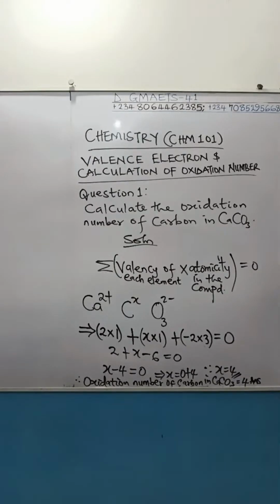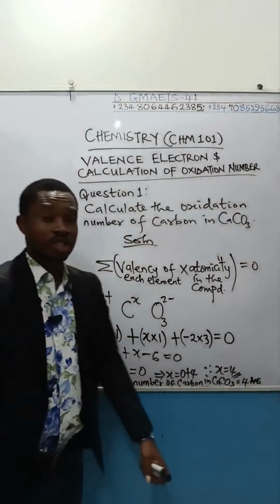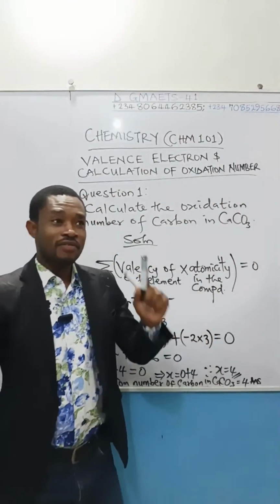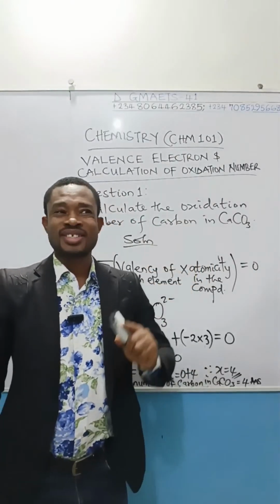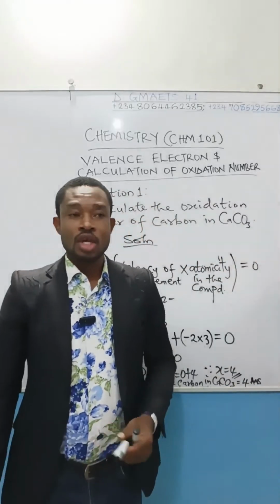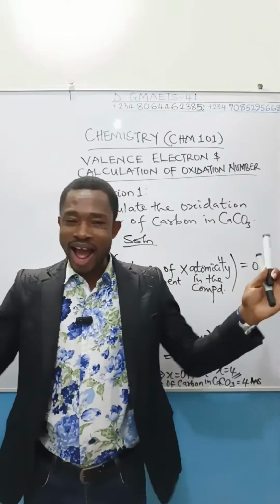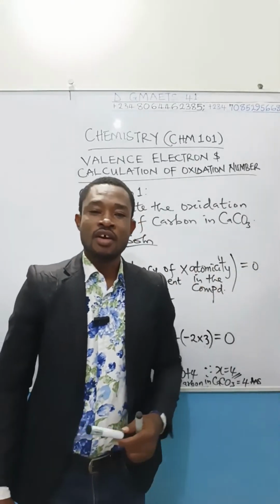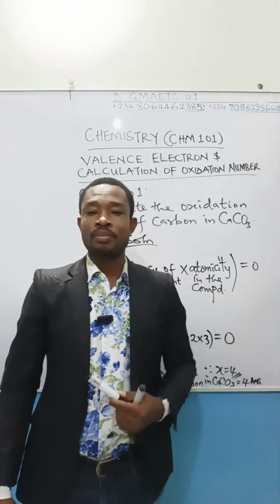Thank you so much, Chinedu, for helping me know that the network is good there. I appreciate it. So don't forget this formula. Copy it very quickly. Valency of a particular element times the atomicity of that element in the compound. Do it for each element in that compound, add all of them together, equate it to 0, and then calculate for the unknown oxidation number.